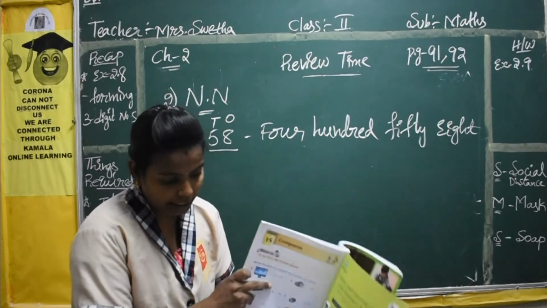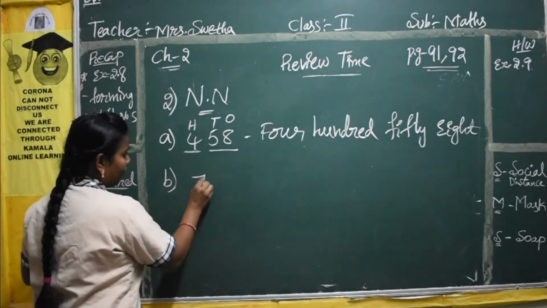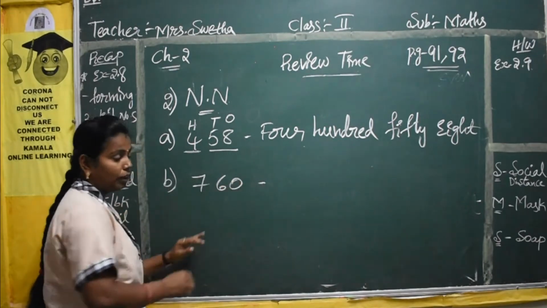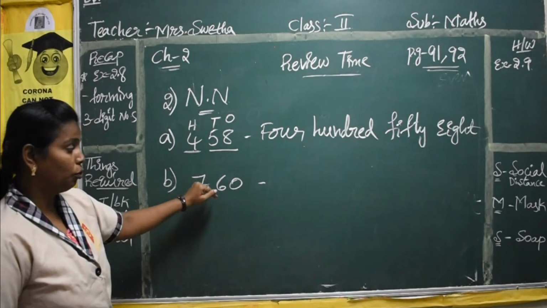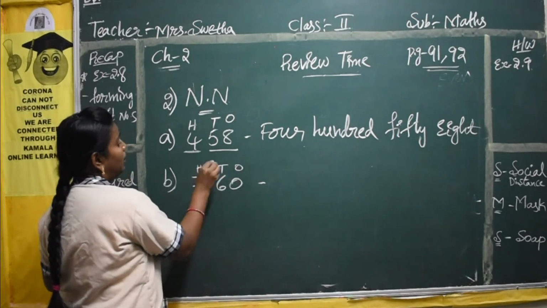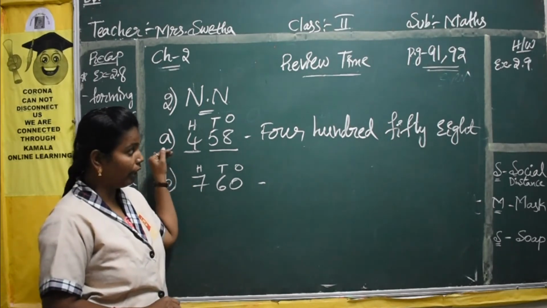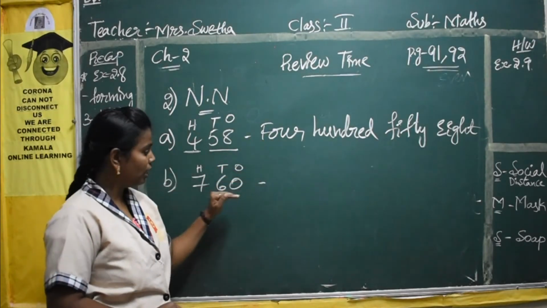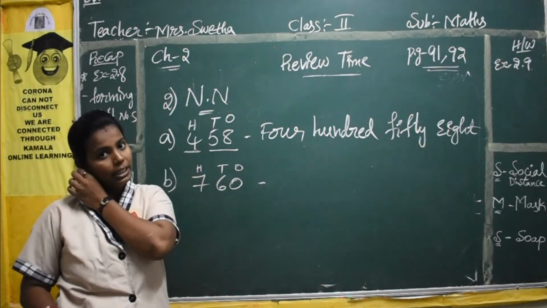Now we will move on to the second one. The second one they have given as 760. For this number you have to write the name. Before writing the name, you have to write the places on top. It is compulsory to write, children. You can also write in your term book. Okay, the first one we have finished, now we move on to the second one. See, ones, tens, hundreds, I have written the places.